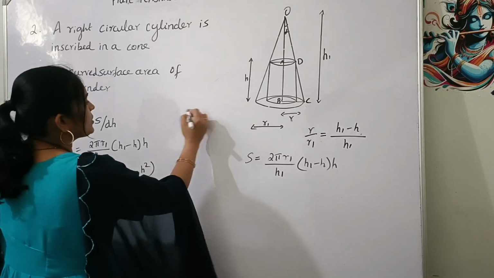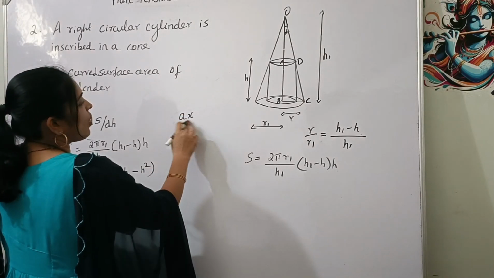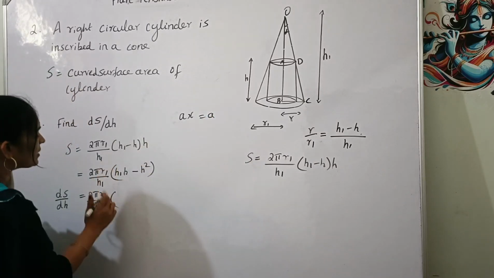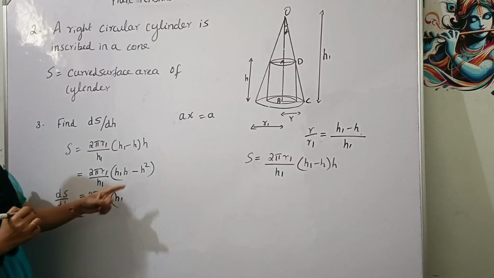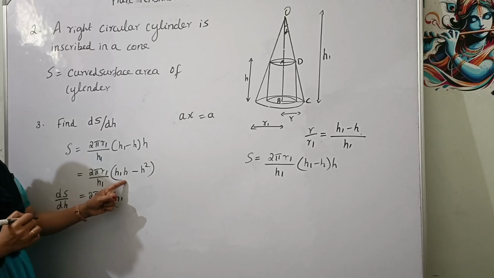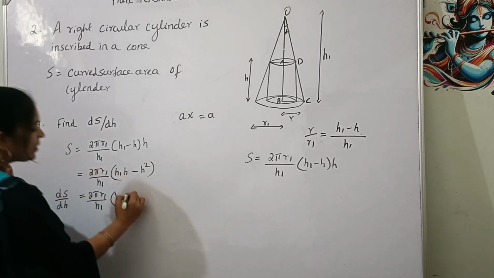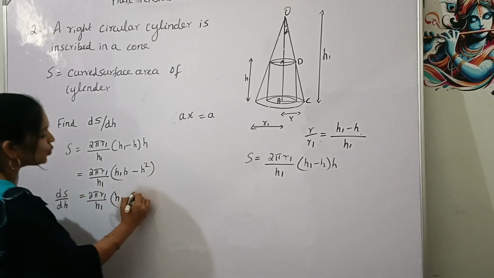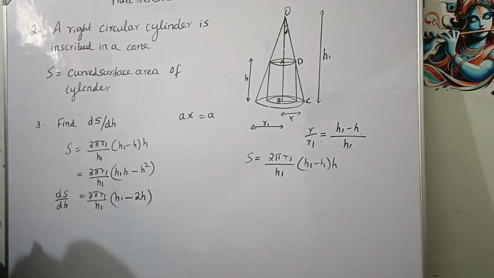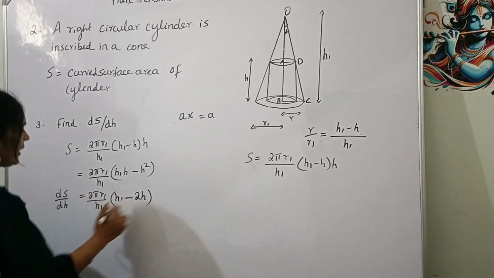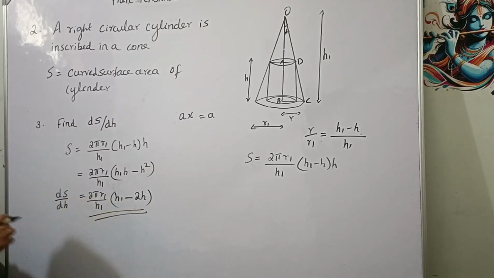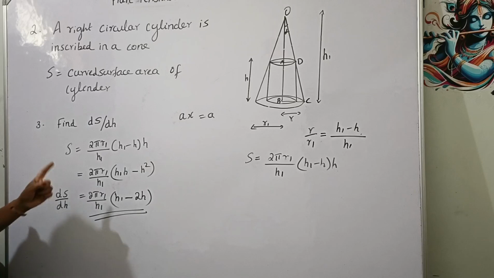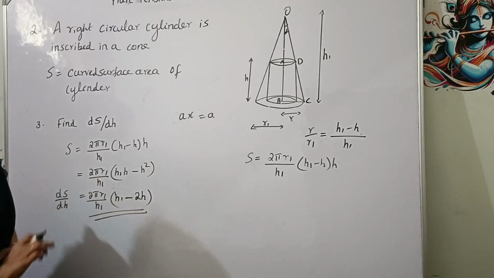Suppose here AX, the derivative of AX with respect to X is nothing but A, right? So here H1. Similarly, the derivative of H1 into H with respect to H is H1, minus the derivative of H square with respect to H, that is 2H. So here is the answer: dS by dH is equal to 2 pi R1 divided by H1 into H1 minus 2H.